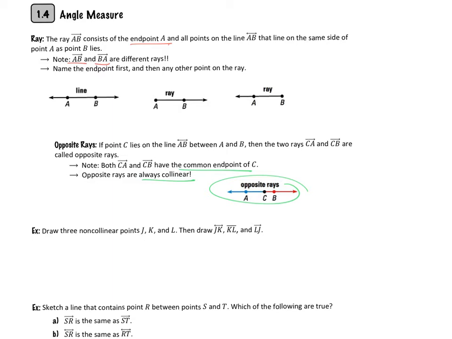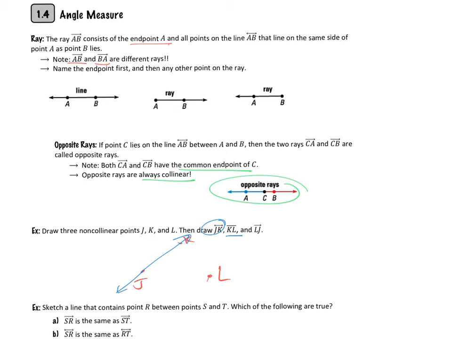We're going to start for our first example with three non-collinear points, J, K, and L. So, in order to draw line JK, because it has two arrows over the top, we are going to connect J and K, and just like the nomenclature has two arrows, so does our line. It goes to infinity in both directions.